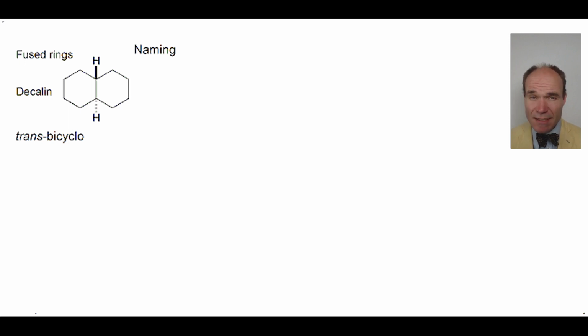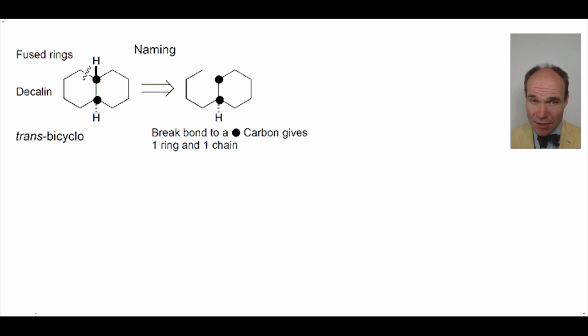Next, we're going to identify the common carbons in this fused ring system. If when you break a bond you get one ring and one chain, the carbon of the broken bond that's part of the ring is a common carbon in the original bicyclic system. Here they are.